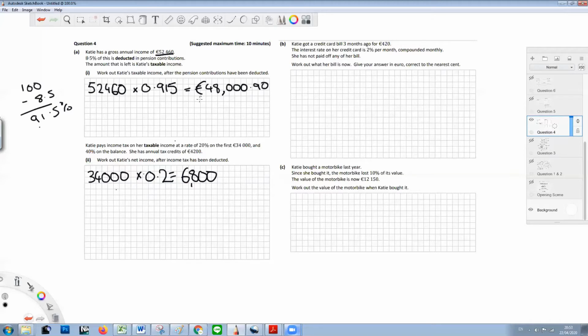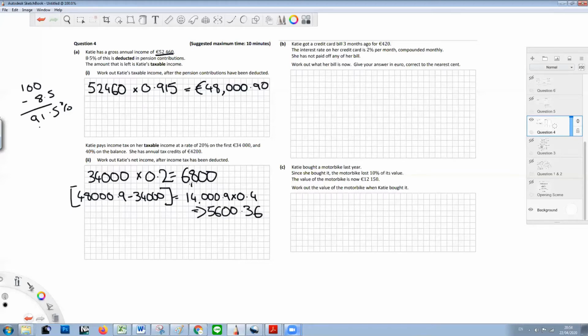Now, we know that she is taxed 40% on the balance. So whatever's left between this and this is what she gets taxed 40% on. So 48,000 minus 34,000 is equal to 14,000.90. And on that, she gets taxed 40%. So that's going to be 5,600 and 36 cents.